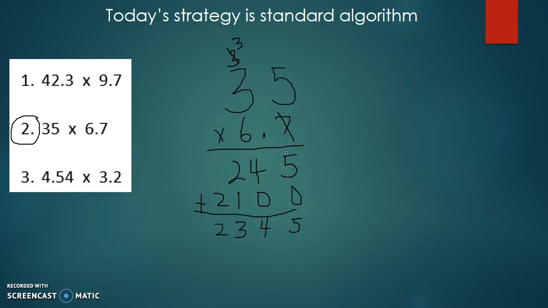Now I need to figure out, well, where does my decimal point go? My first factor, I have 0 digits to the right of the decimal point. My second factor, I have 1 digit to the right of the decimal point. I add those together. So I need to have 1 digit to the right of the decimal point. So 35 times 6 7/10 is equal to 234 and 5 tenths. So now I want you to pause the video and do number 3.